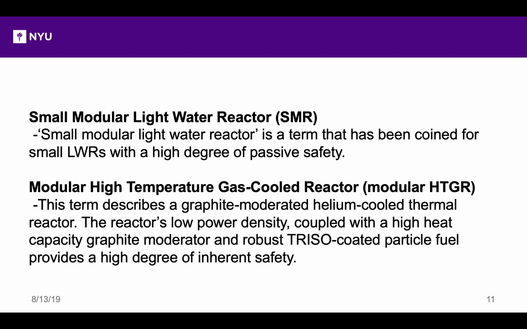Next, the modular high temperature gas-cooled reactor. This term describes a graphite-moderated, helium-cooled thermal reactor. The reactor's low power density, coupled with a high heat capacity graphite moderator and robust TRISO coated particle fuel, provides a high degree of inherent safety. Two designs exist: first, a prismatic graphite moderator block that contains graphite compacts laden with TRISO particles, and second, a pebble bed made of cue ball-sized graphite pebbles, also containing TRISO fuel particles.